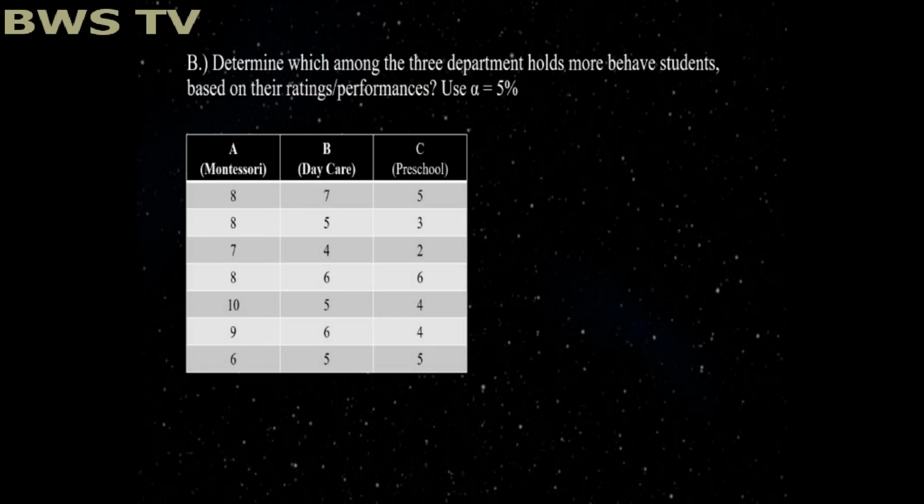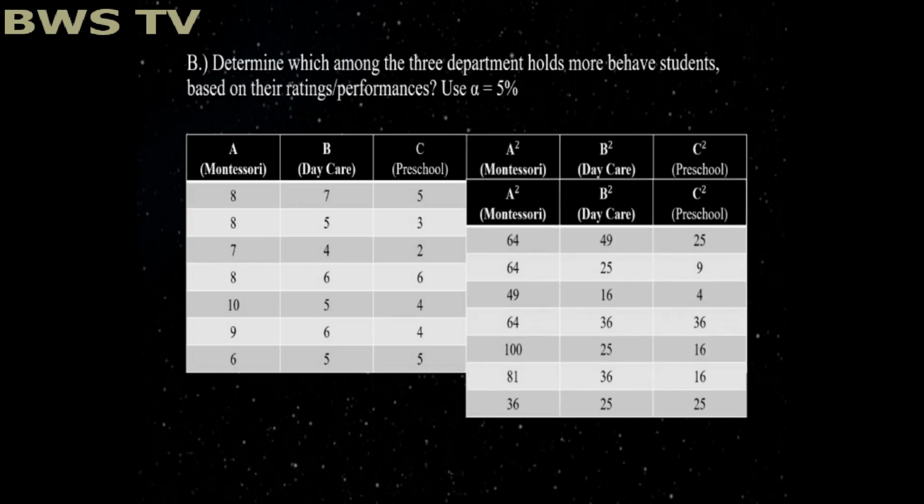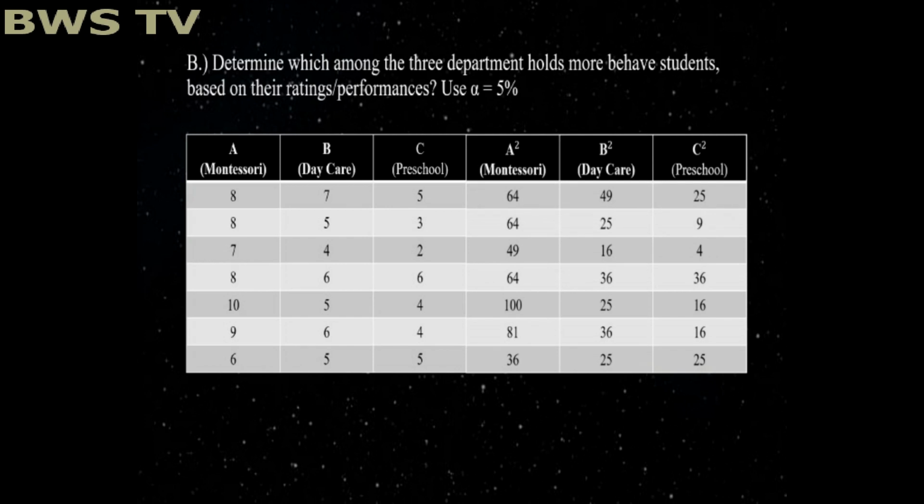Use the 5% alpha. On the table we have three columns: column A, Montessori; column B, daycare; and column C, preschool. Again, the first thing we need to do is to square each variable. And here we have the answers of each variable. After squaring the variables, you have to find the summation of each column, which is: A, 56; B, 38; C, 29; A squared, 458; B squared, 212; and C squared, 131.